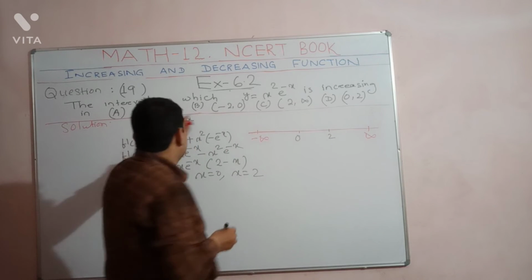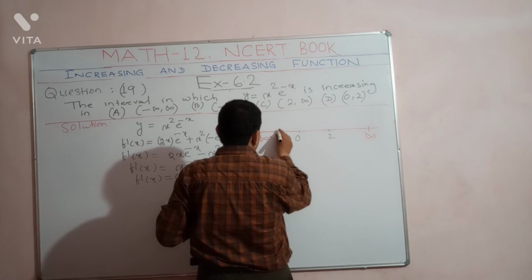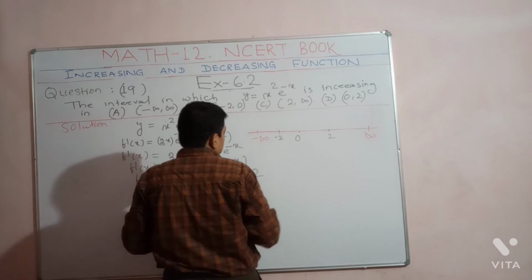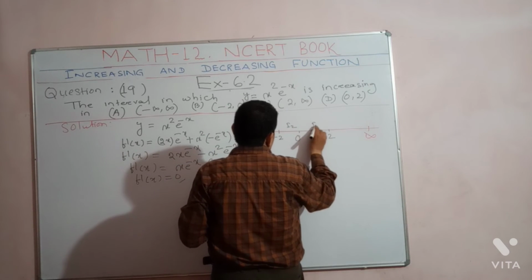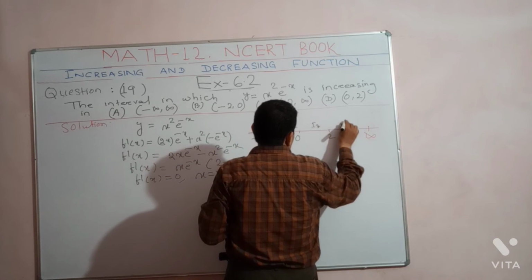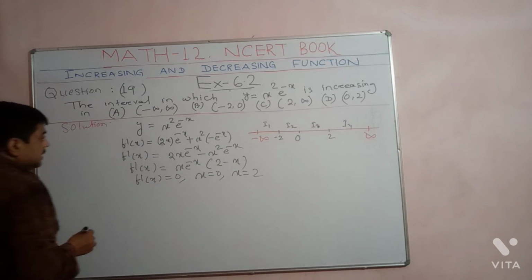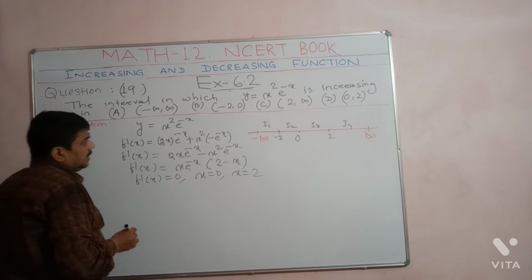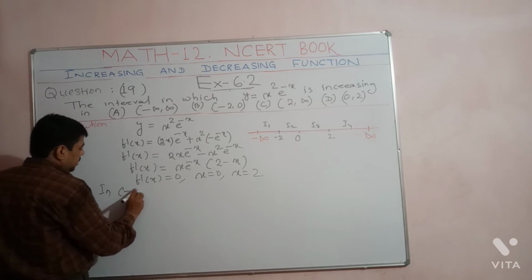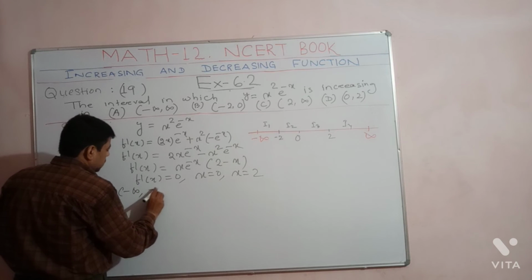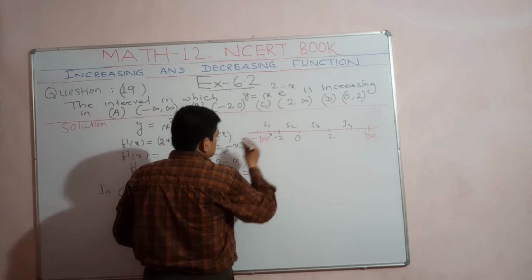Once again, there is another interval, minus 2 to 0. Minus 2 to 0 means this value must be minus 2 and 0. So we get intervals I1, I2, I3 and I4. So four intervals we are getting. So in the interval minus infinity to minus 2, suppose I take a value of x as minus 3.